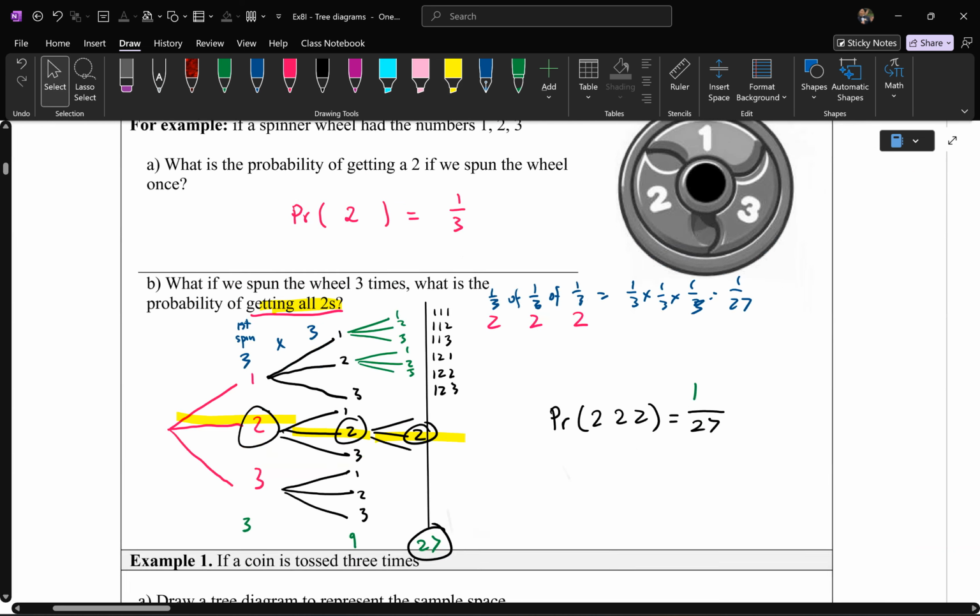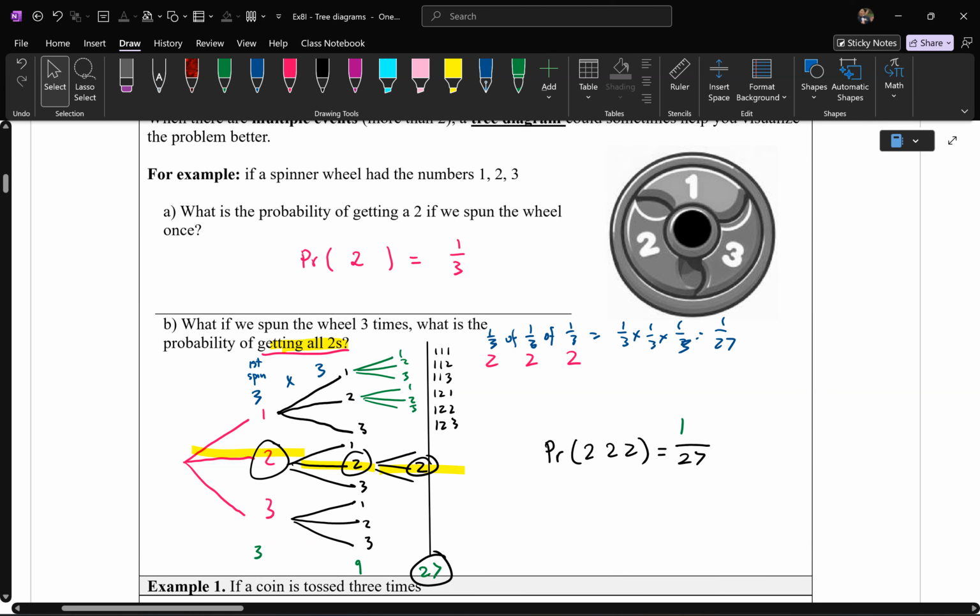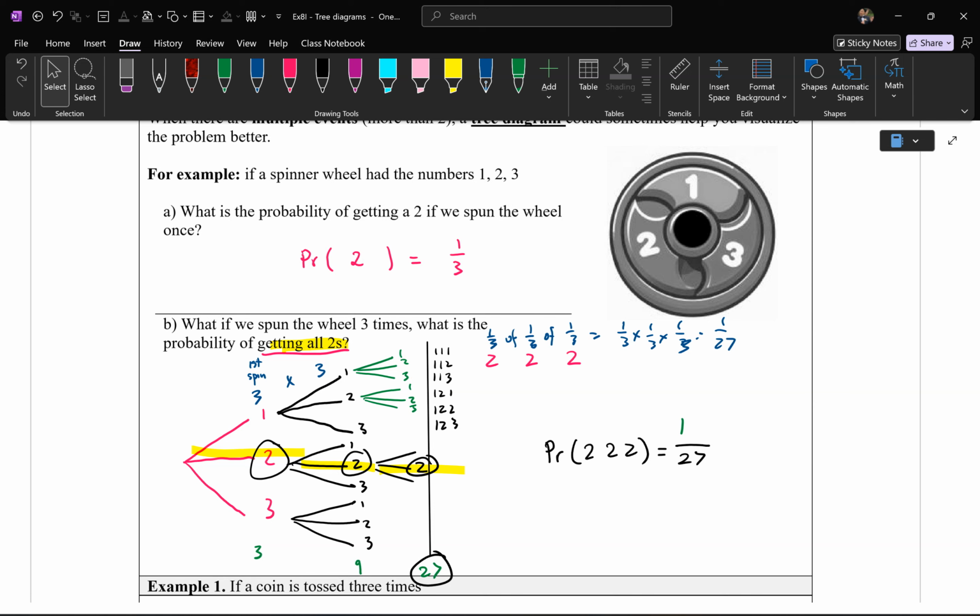But this is the exercise that they're trying to train you to do. They're trying to train you to have a skill and an option, and this is why these visual diagrams can help you. You don't need it, but it's helpful. Yeah? So the answer is 1 out of 27.